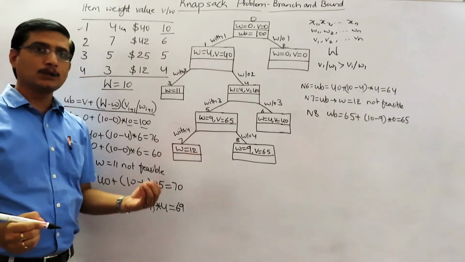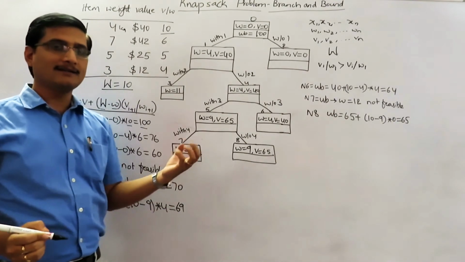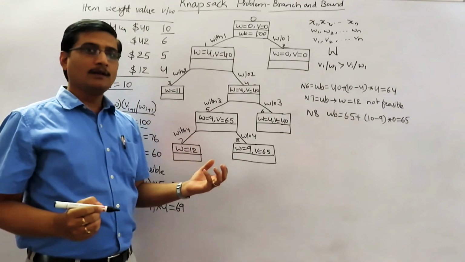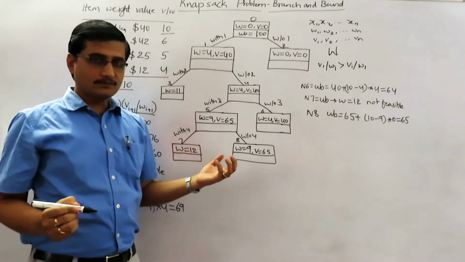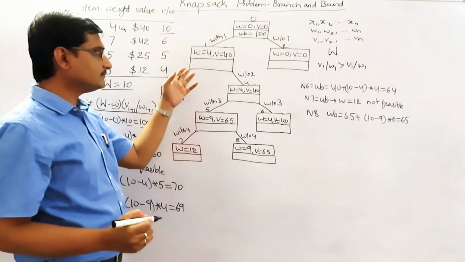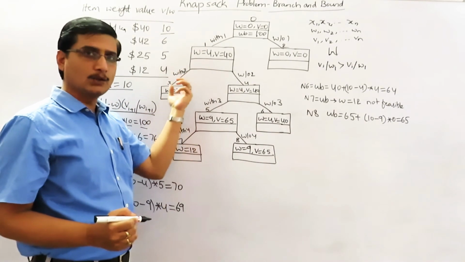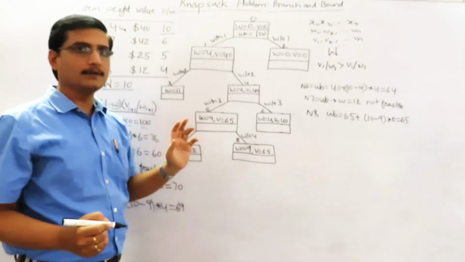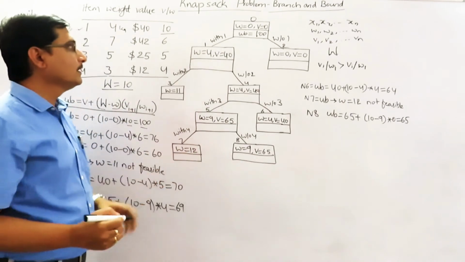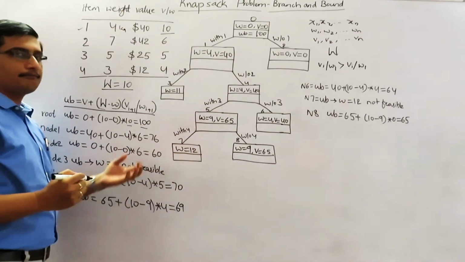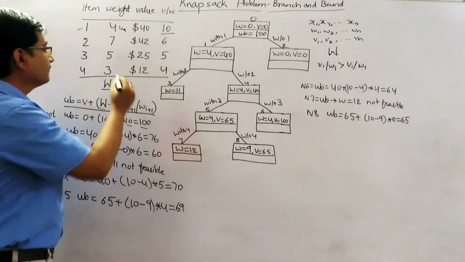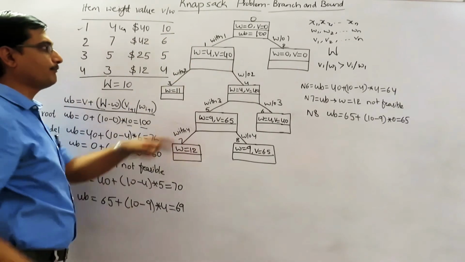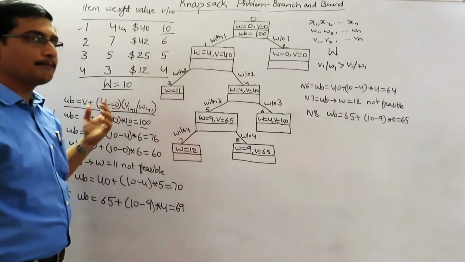Now we will go for including the first item. We are constructing this state space tree as a binary tree. The left node will be inclusion of the item, and the right node will be the exclusion of that item. In this way we are constructing. If we include the first item, the weight of that item is 4 kg and the value of that item is $40. So we will find the upper bound for this.